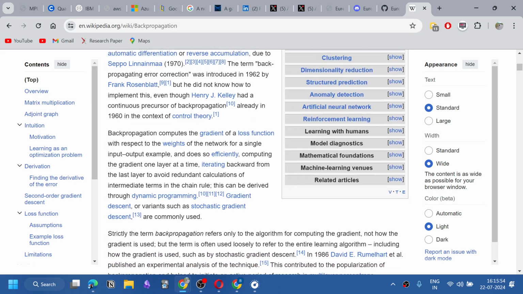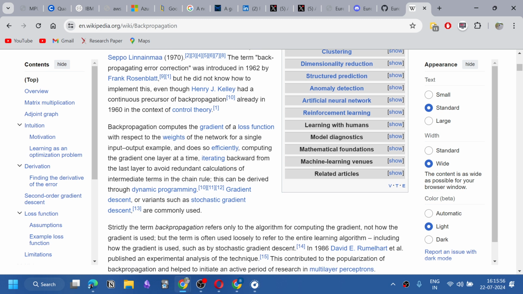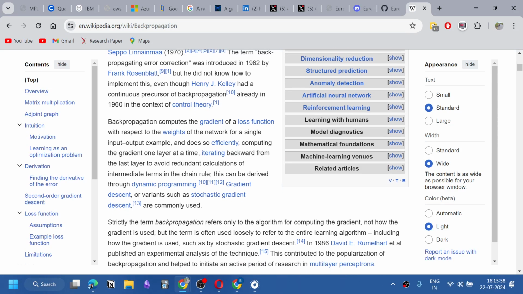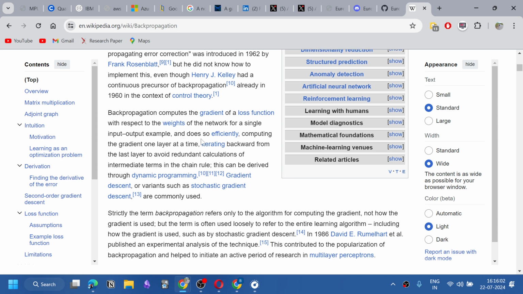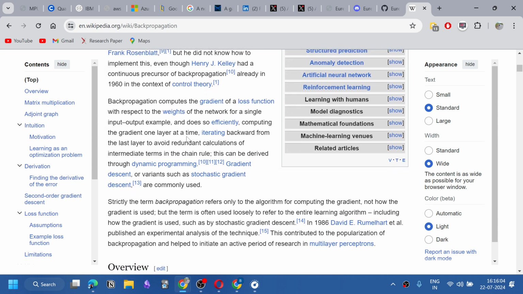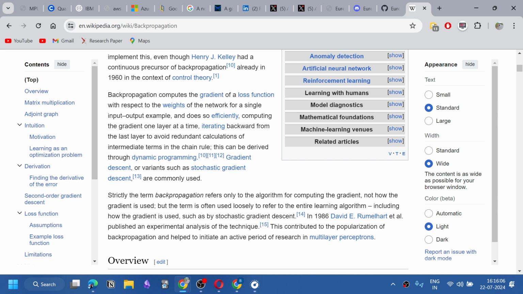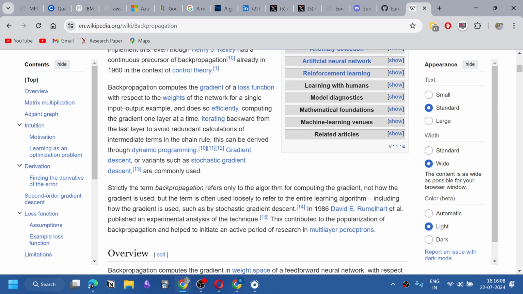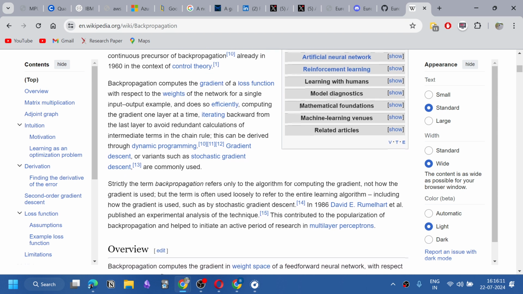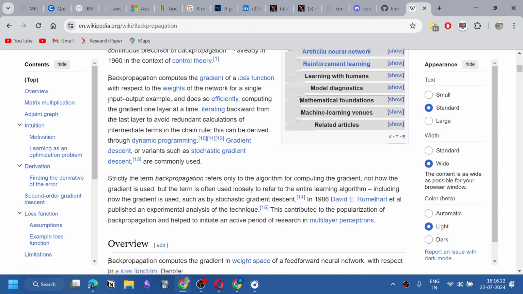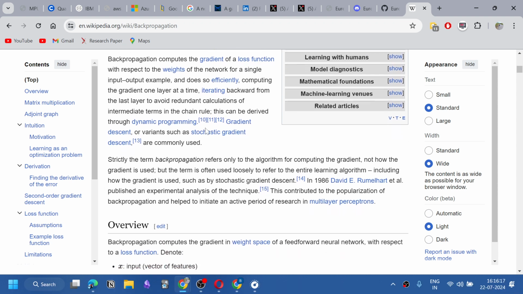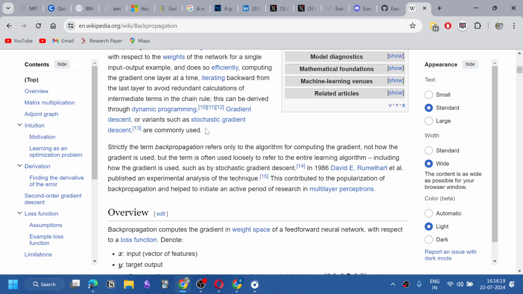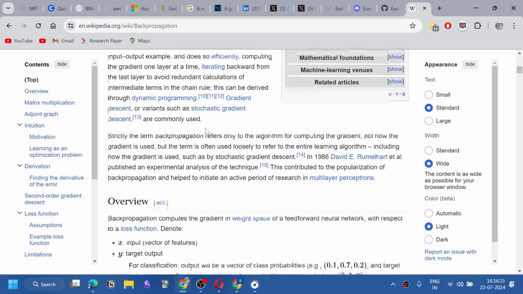Backpropagation computes the gradient of the loss function with respect to the weights of the network for a single input-output example, and does so efficiently, computing the gradient one layer at a time, iterating backward from the last layer to avoid redundant calculation of the intermediate terms. In general, this is done through dynamic programming.